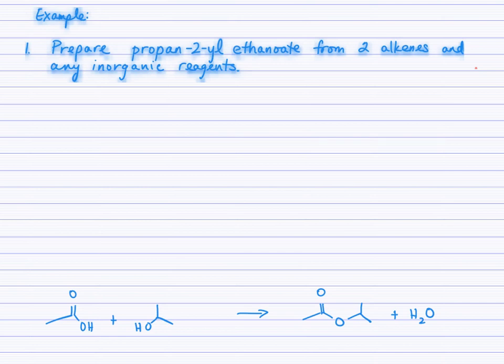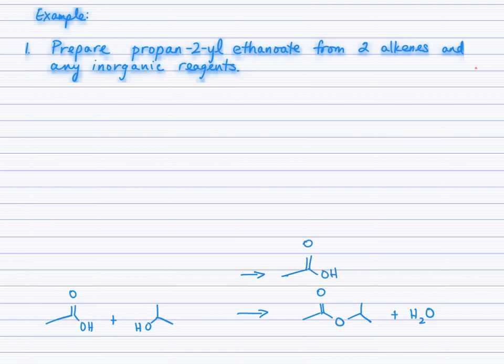Now, are these 2 organic reagents, this ethanoic acid and the propan-2-ol, allowed starting materials? And if I look back up to the question, no, they're not. So I'm going to need to work those both back to alkenes. So I'll pick one of them, for example, the carboxylic acid, and I'll start preparing that. So it's a 2-carbon carboxylic acid.